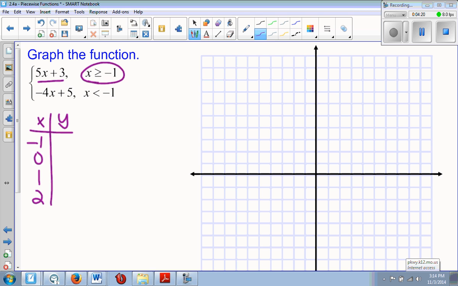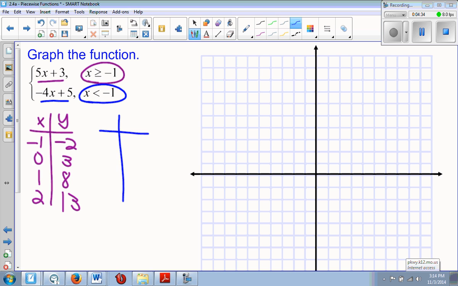You plug in negative 1, you get negative 2. You plug in 0, you get 3. Plug in 1, you get 8. Plug in 2, you get 13. In the next one, I'm going to use a color of blue. And again, even though negative 1 technically isn't part of the domain, I'm going to graph it as a boundary number.